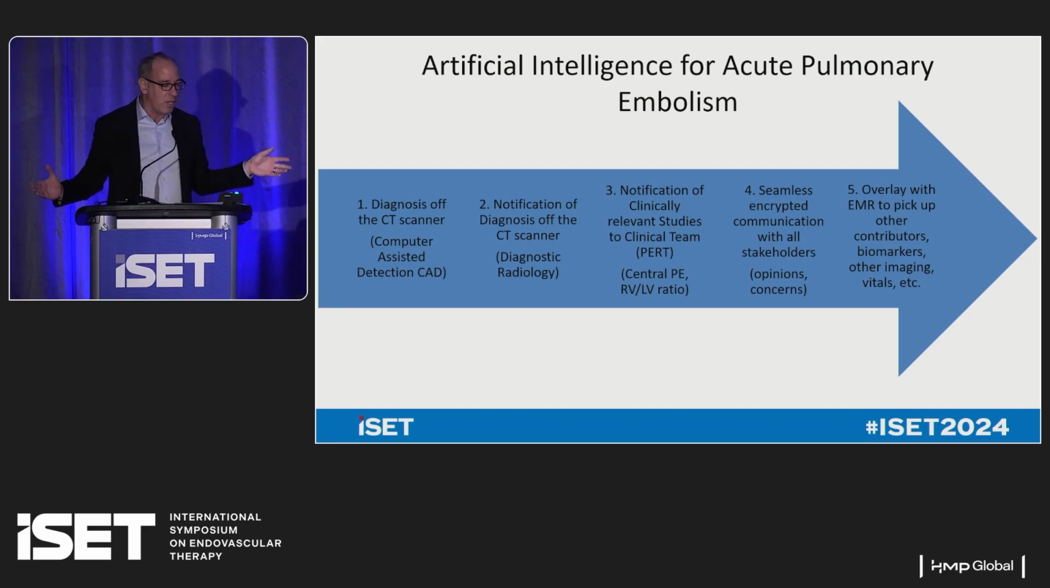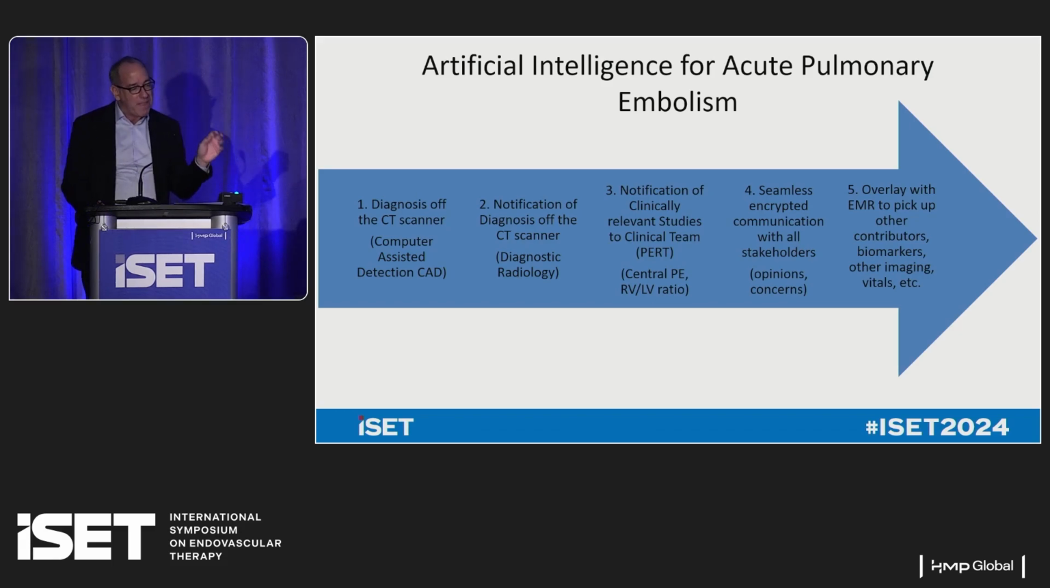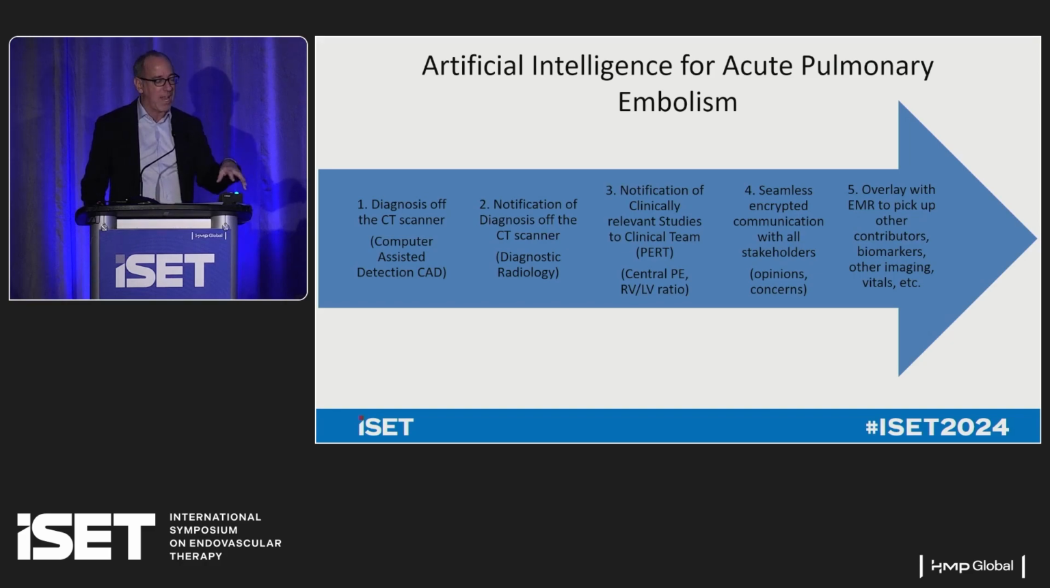But as all of us know, we don't treat every single large central PE, so it really had to be tuned. We've luckily tuned that now, so we have very high accuracy, and I'll share that data with you. Then, in a mobile setting, regardless of where somebody is, in the emergency room, on the floor, in the operating room, the cath lab, everybody communicates about this urgent diagnosis at the exact same time, sharing their opinions and concerns about where the patient should be triaged.